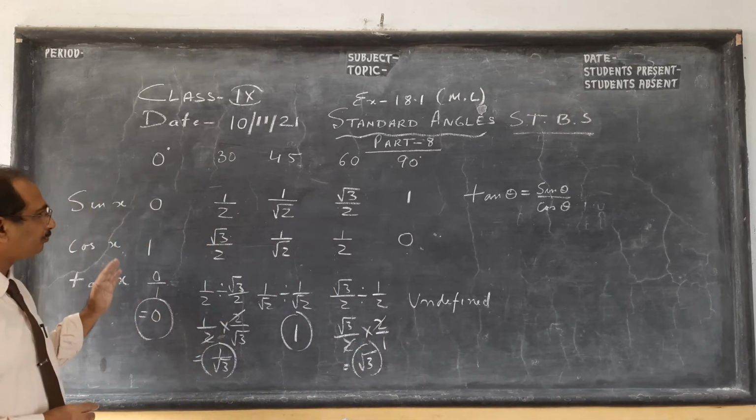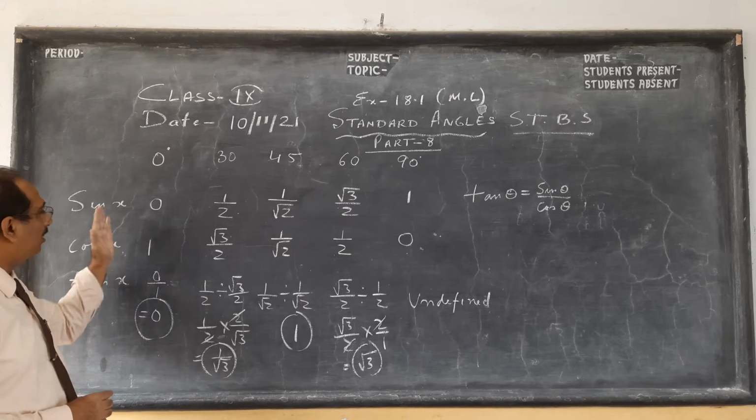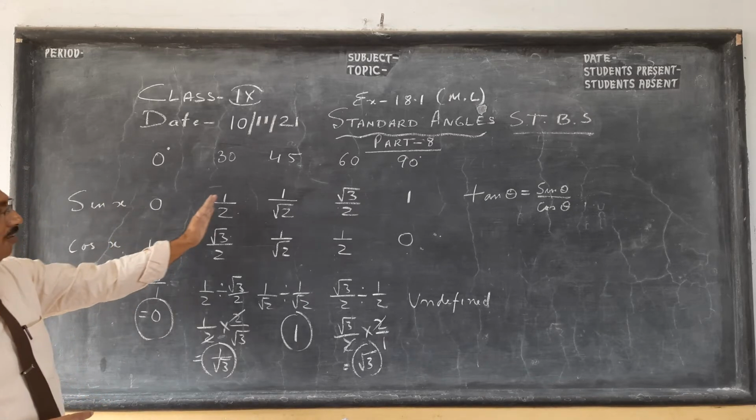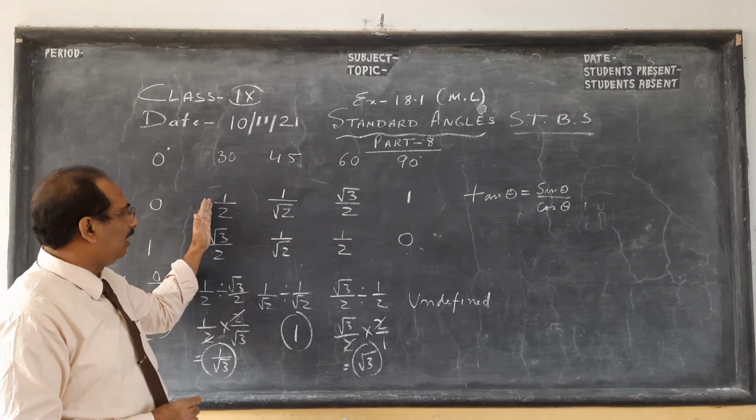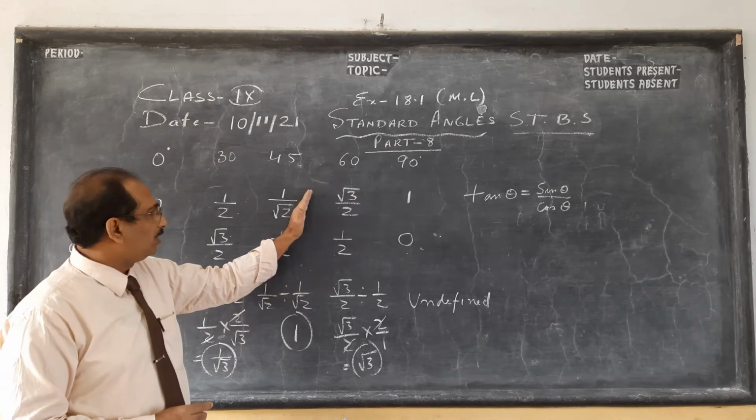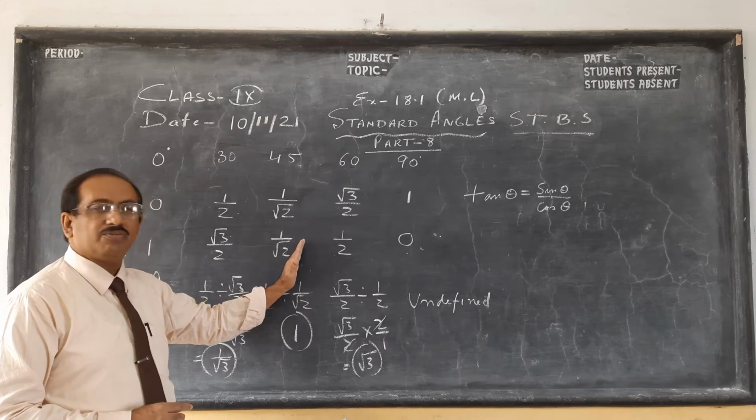So once more, before I tell you another trick, write 0, half, 1 by root 2. So sine 0 is 0, this is how we remember: sine 30 is half, cos 60 is half. Sine 45 is 1 by root 2, cos 45 is 1 by root 2.